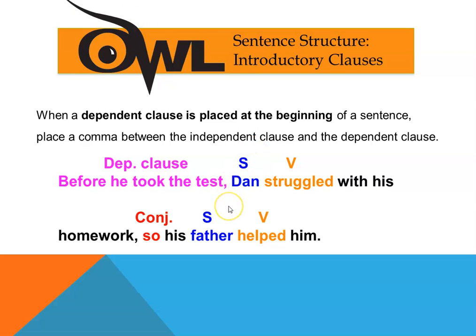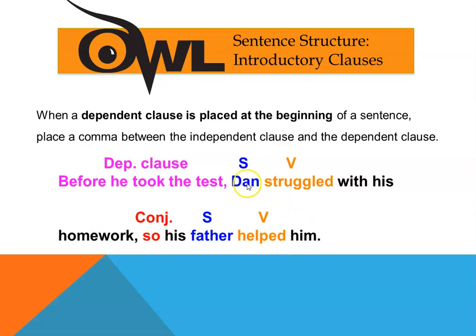So here we have a complex sentence. It's not just compound, it's become complex because we have three different clauses here. One is before he took the test. The second clause is Dan struggled with his homework. And the third clause is so his father helped him. Okay? So, before he took the test, we identify this as a dependent or introductory clause, so we know to place a comma after it. Comma, Dan struggled with his homework, so his father helped him.